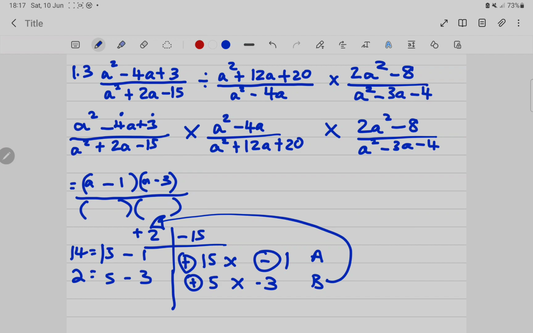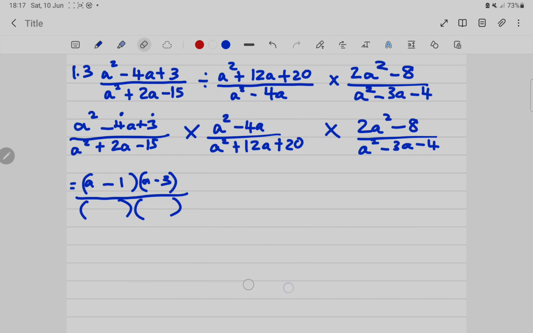So what are the factors? Let's write down the factors. The factors that we have is a, and then it's positive 5 and negative 3. Coming now to this second one, the common factor is a, and then what is left inside the bracket is a minus 4 all over.